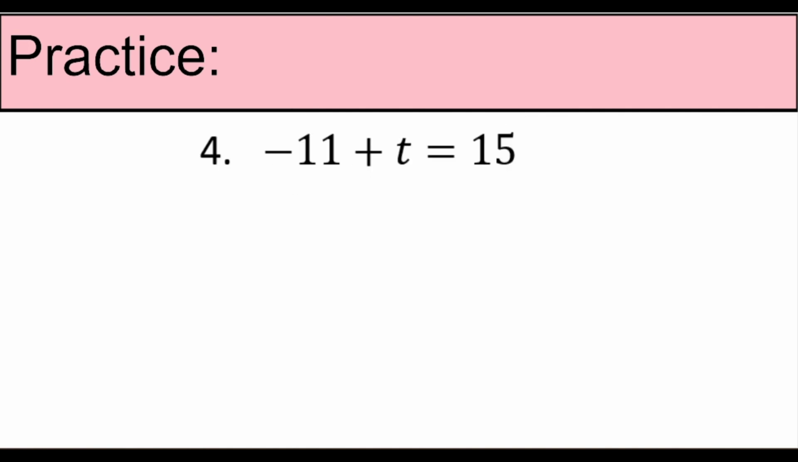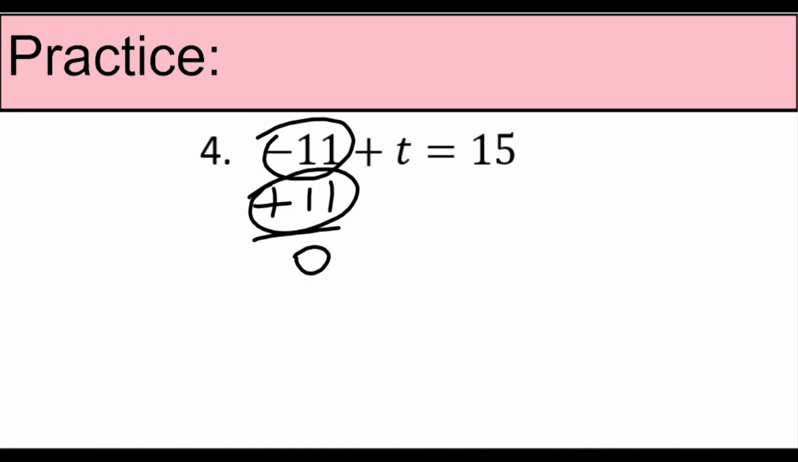For number 4, this one's going to be a little different. Since this is its own term, we've got to turn it into a 0 instead of 1. So plus and minus are undone with plus and minus. And we are going to add in this case because the 11 is negative. If I have a -11 and I add a +11, I end up with 0. And 0 plus t, well, that 0 doesn't do anything, so that's just the same as having t by itself.